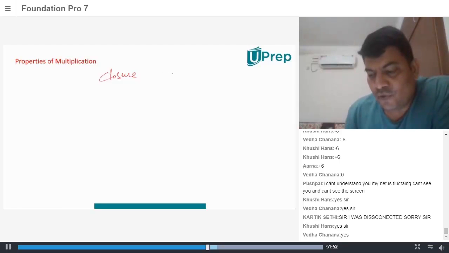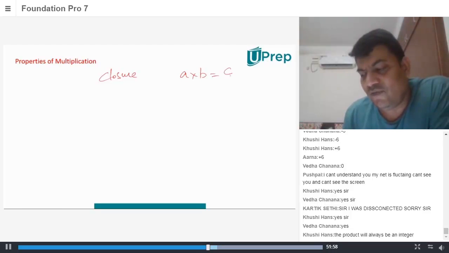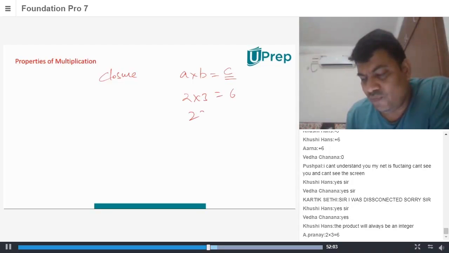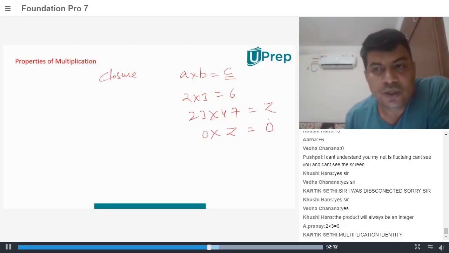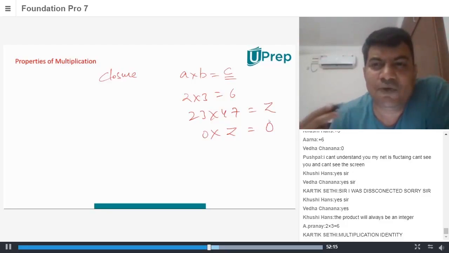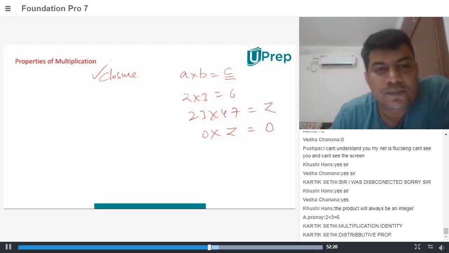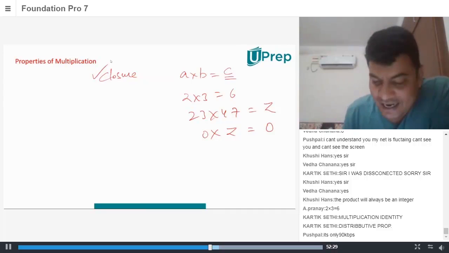When you have any two integers a into b, the resultant c will always be an integer, because 2 into 3 is 6, 23 into 47, whatever the multiplication, it is an integer. 0 into any integer is also an integer, that is 0. So when you multiply two integers, it will always give you an integer. That's the reason it holds closure property. 23 into 47 is 1081. We are not here for multiplication, I'm explaining the concept.